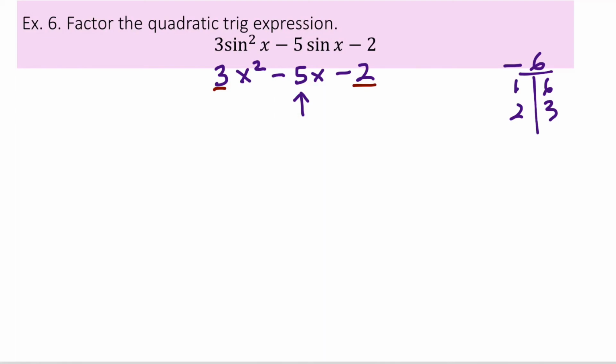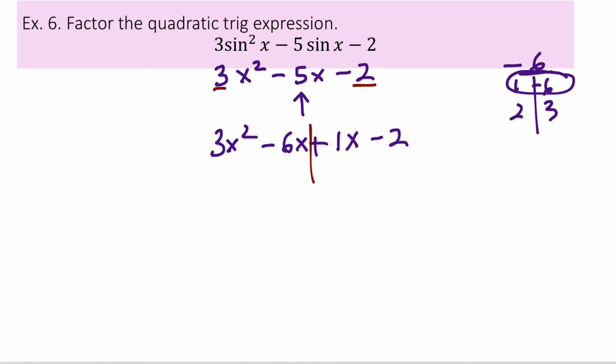So we need to put a negative on one of the numbers, so they multiply to give negative 6. So I'm going to put a negative on 6. These two numbers will add to give me negative 5. So I'm going to replace my middle term with those two instead. So I've got negative 6x plus 1x in the middle instead of negative 5x, and then my last term is negative 2.